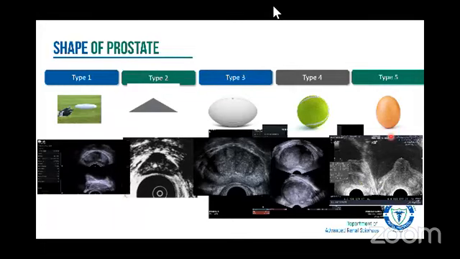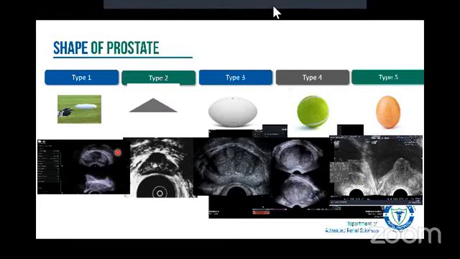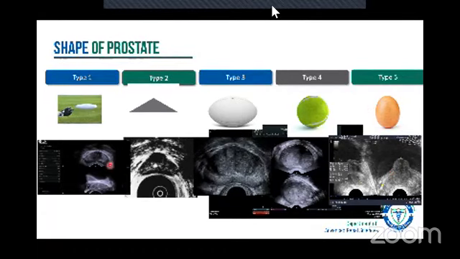Basically there are 5 shapes of the prostate. This is from the flat prostate, which is called the type 1 prostate, to the egg-shaped prostate, where the height of the prostate is more than the width of the prostate. You can well imagine that these are non-obstructive prostates on the extreme left and highly obstructive prostates on the extreme right of the screen.